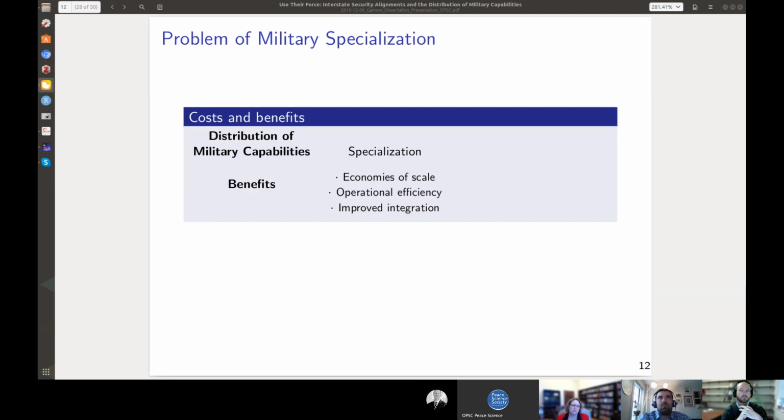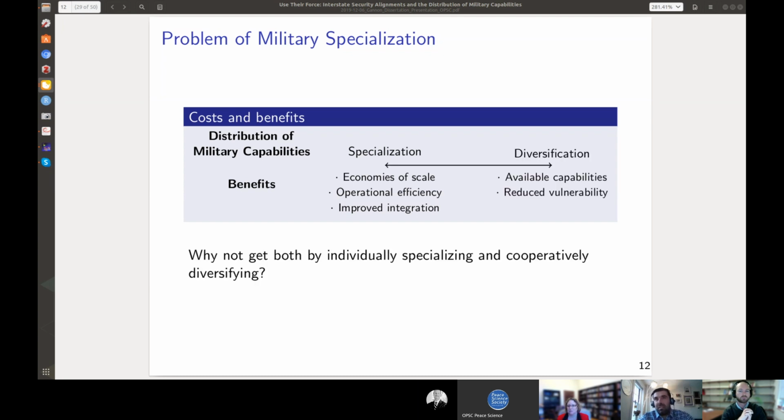So what's the problem of military specialization? Well, we know from economics literature that specialization is a really nice thing in a lot of ways. You gain economies of scale when there are certain things that you're just building over and over and over again. You gain operational efficiency from learning how to produce a certain capacity and doing it over and over again. And you get improved integration. Anyone who has had both a PC and an iPhone knows that even adding a single other operating system makes it more difficult for things to integrate with one another. And the same is true generally speaking.